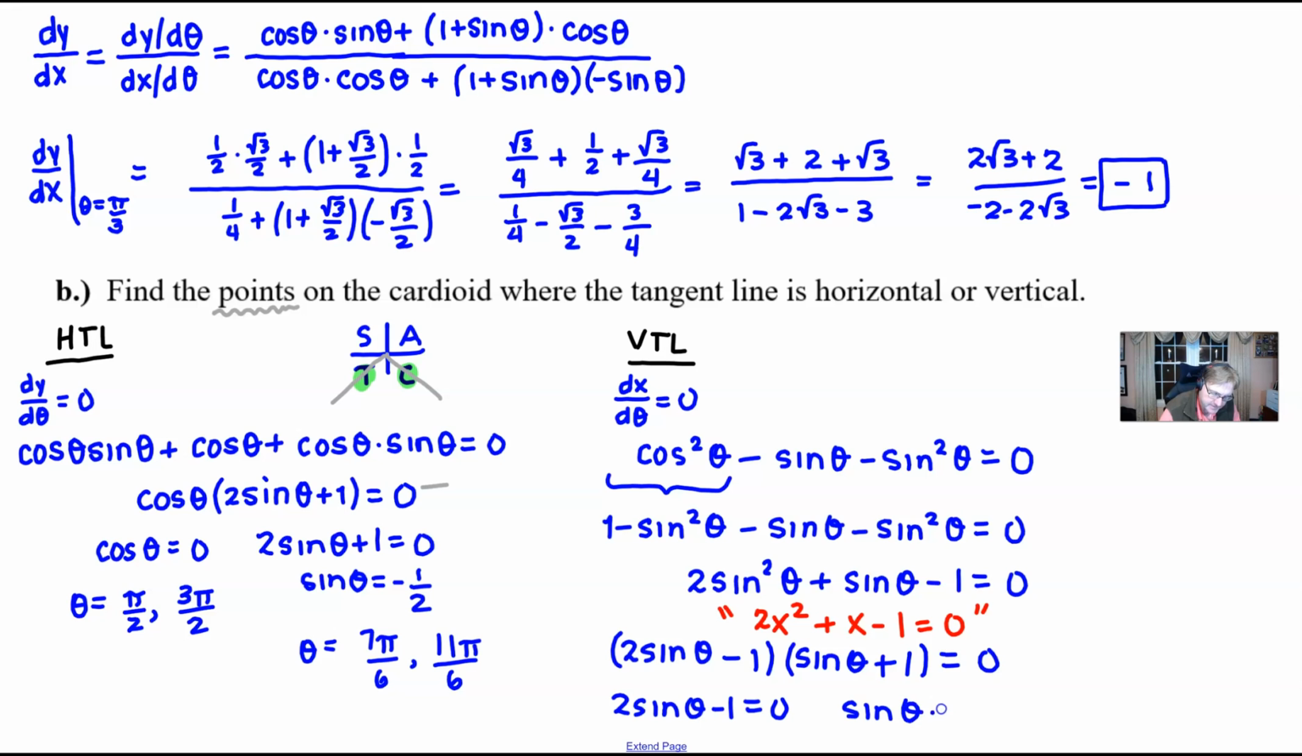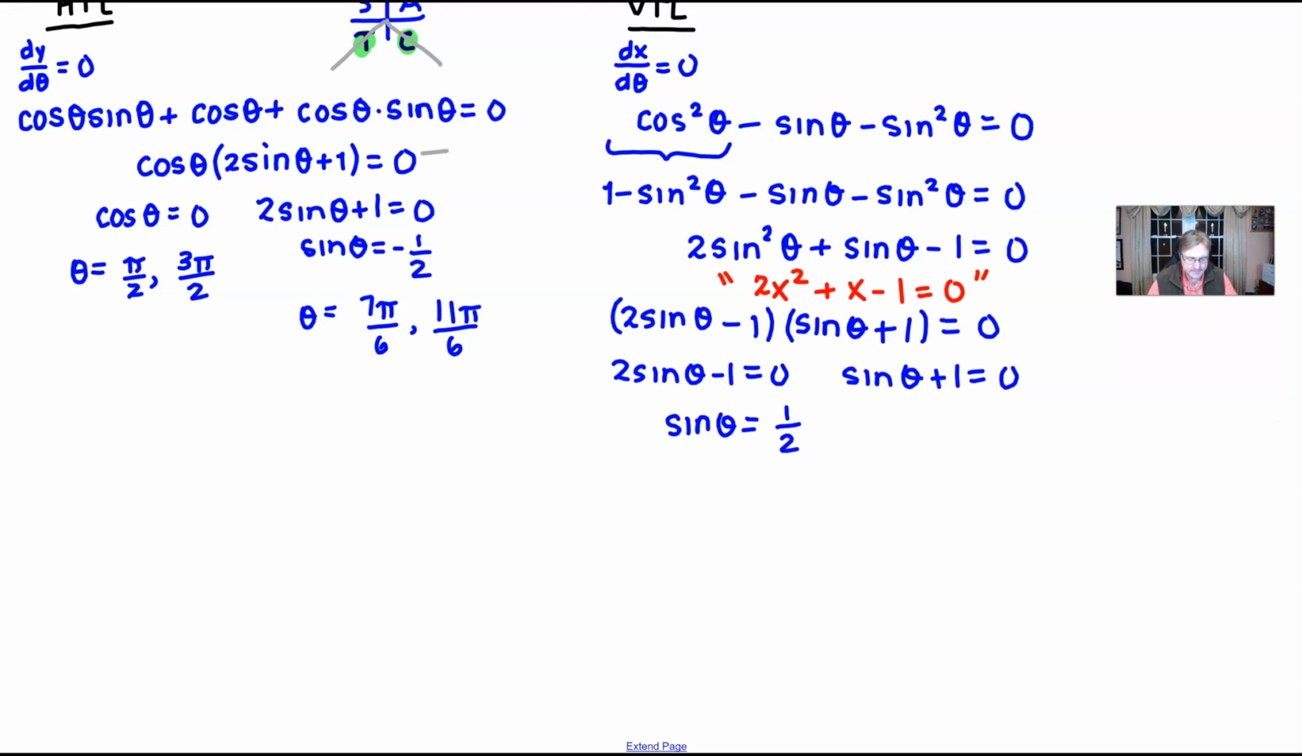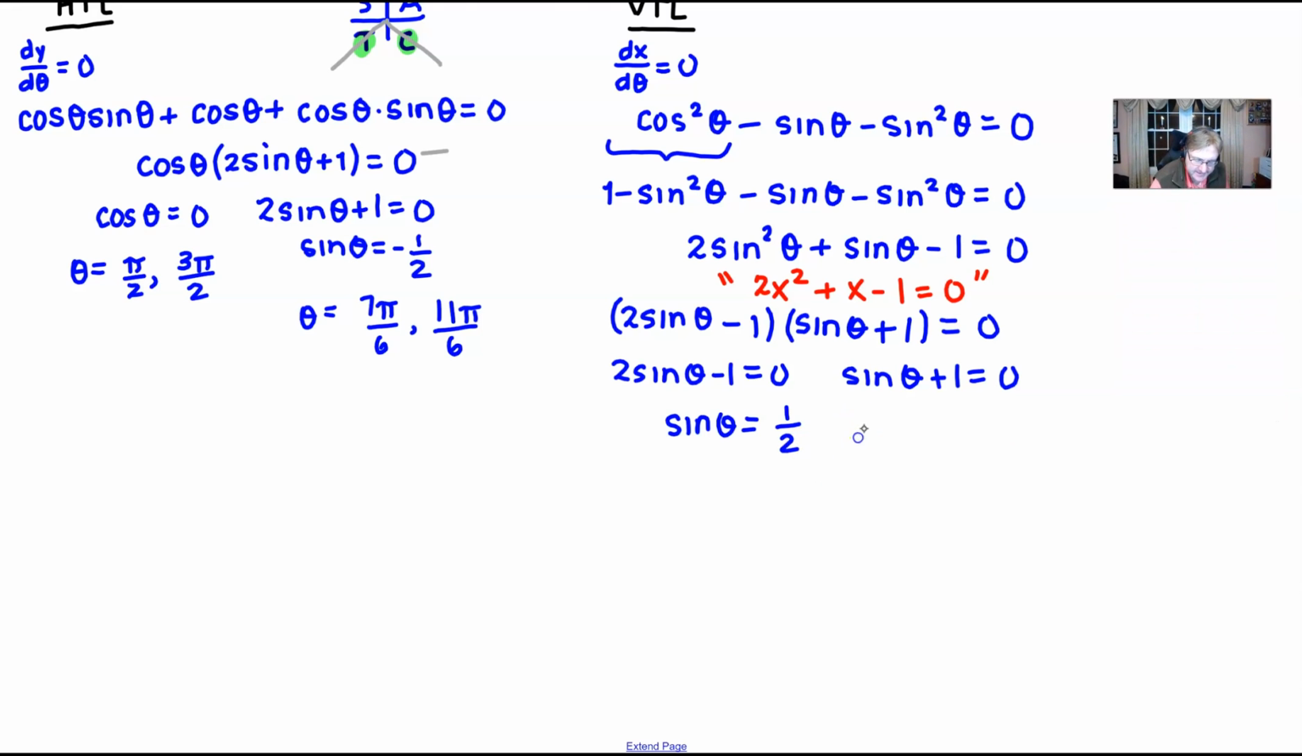And now we're in business. Now we can solve these two equations and see what we've got. Sine of theta is 1/2, right? Let's move myself up there. Sine is -1. Okay, when are these happening? Well, the sine of theta is 1/2 whenever theta is pi/6 and 5 pi/6.